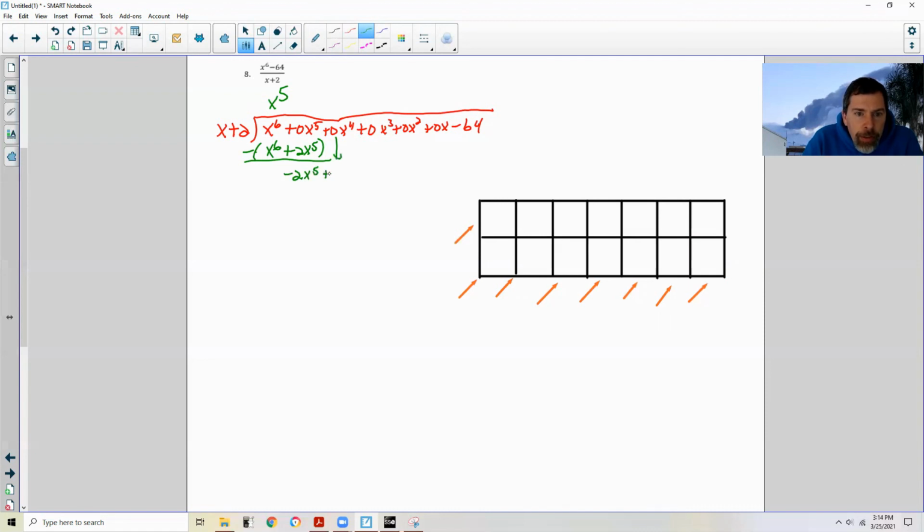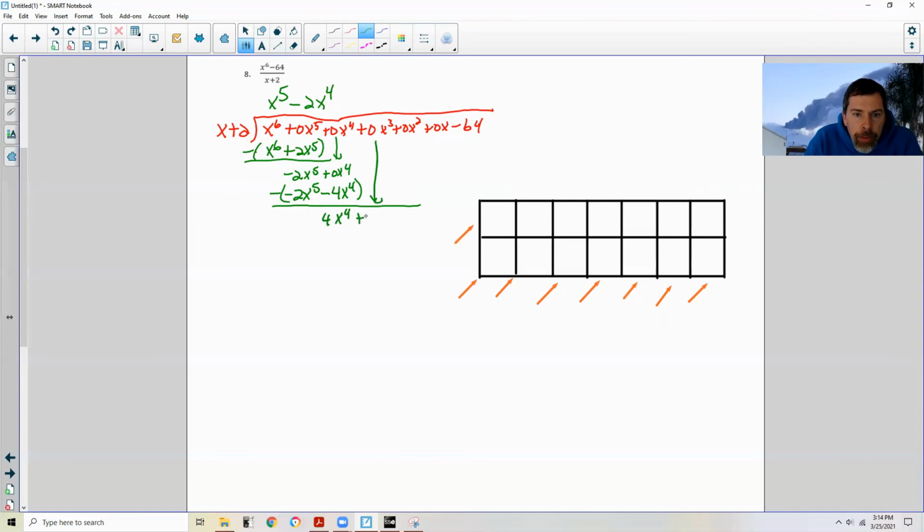Bring down this plus 0x to the 4th. To get this, I need a minus 2. And x to the 5th, I need an x to the 4th. 2x to the 4th times x is negative 2x to the 5th. Negative times a positive is negative. 2x to the 4th times 2 is 4x to the 4th. Subtract the group. Negative 2x to the 5th plus 2x to the 5th is 0. 0 plus 4x to the 4th is a positive 4x to the 4th. Be careful with your signs.